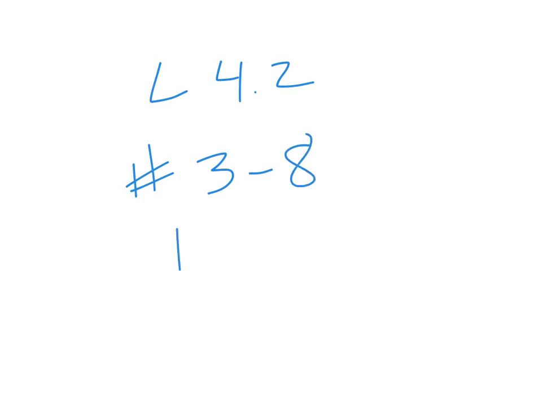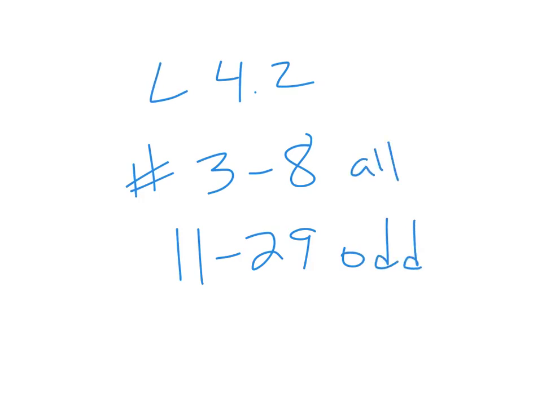All right, so what you're going to be doing is numbers 3 through 8, all of them, and then 11 through 29, just the odd numbers. So 3 through 8 is all, and then 11 through 29, just the odd numbers. All right?